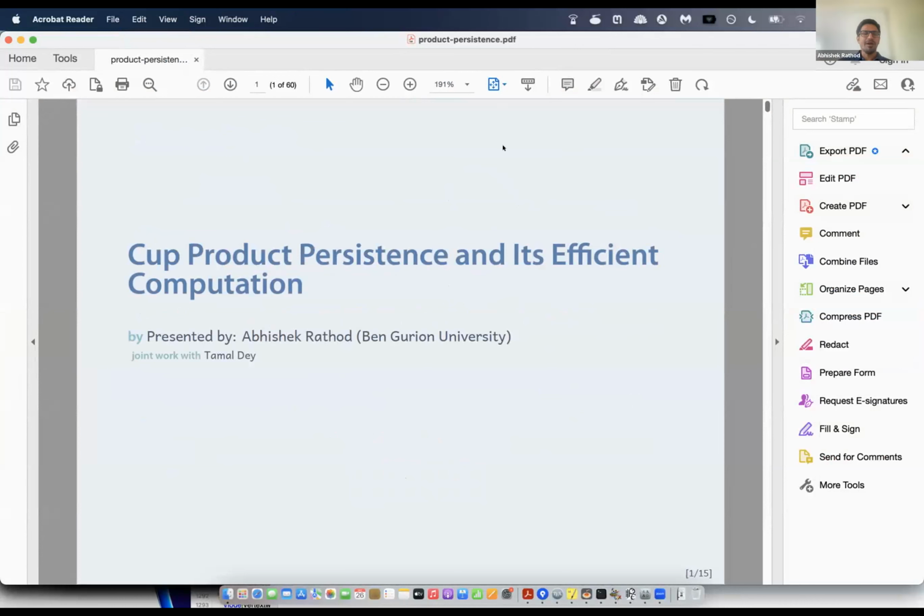Okay. Thank you. Hello, everyone. My name is Abhishek. I'm a postdoc at Ben Gurion University, and I'm really excited to present this talk at this workshop. Today, I'll be talking about cup product persistence and its effective computation. The talk is based on joint work with Tamal Dey when I was a postdoc in his group.